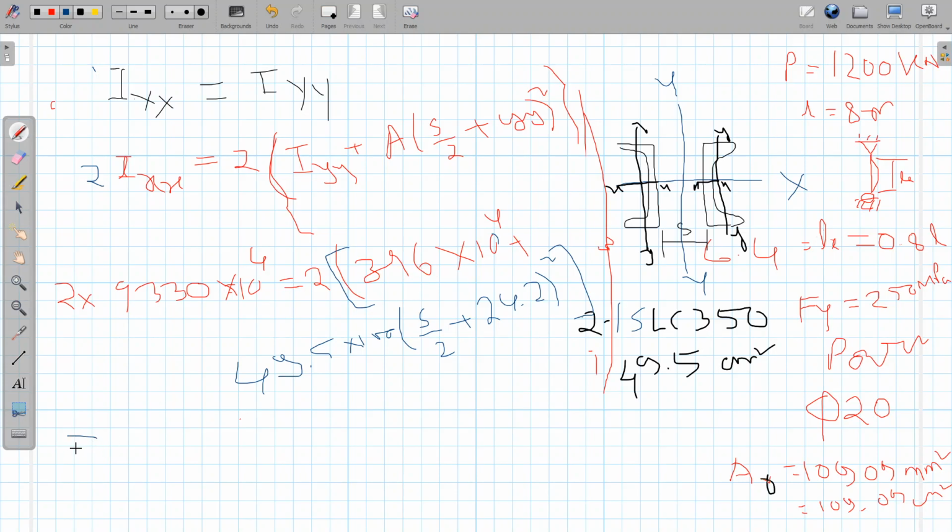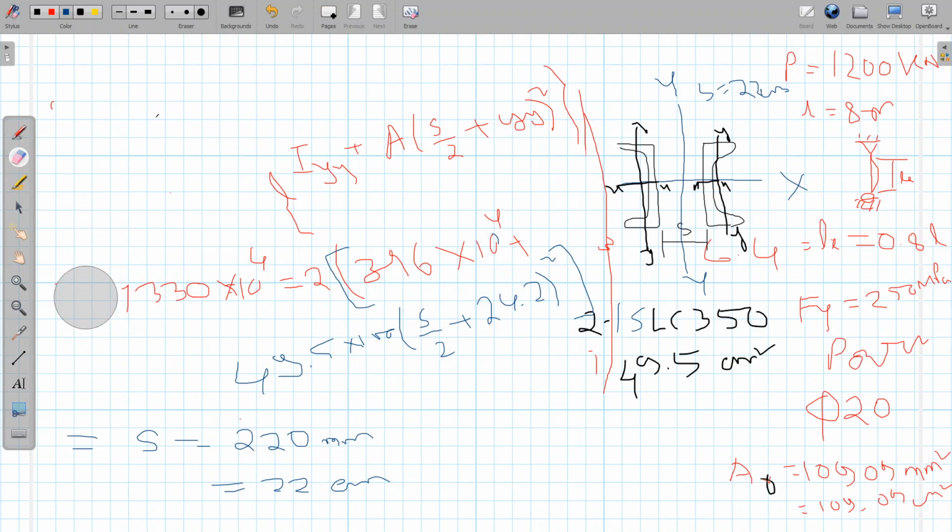Simplify this equation, solve it, and you will get the value of S very close to 220 mm, or we can say it is 22 cm. So this spacing we got, S equal to 22 cm. With this spacing we got an efficient basic section of the built up column.